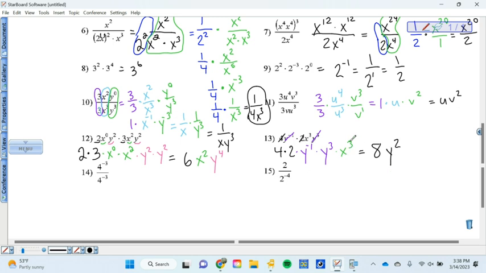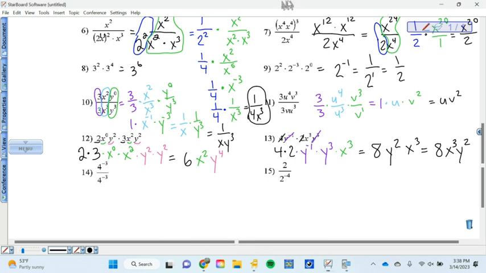And then do I have to do anything to that x cubed? Nope. Stays as it is. And you could also write that as 8x cubed y squared as well if you wanted to. Either way is fine. Technically you should put it in alphabetical order, but I wouldn't mark you off on that. Okay. 14 is easy.